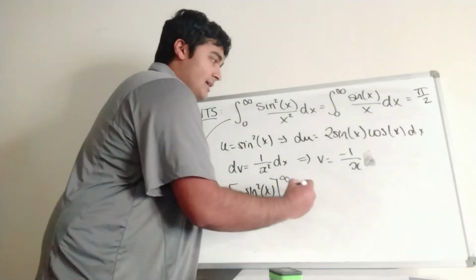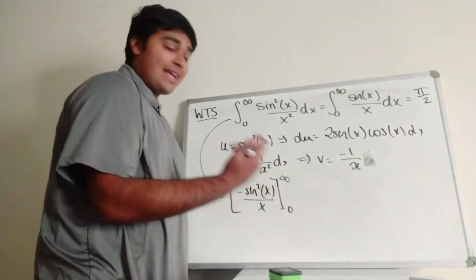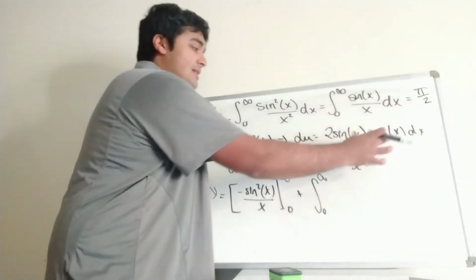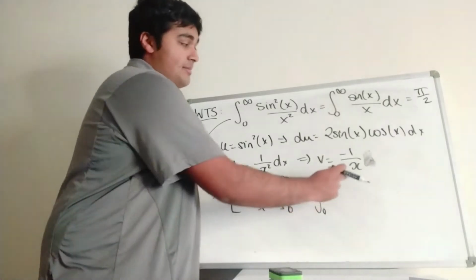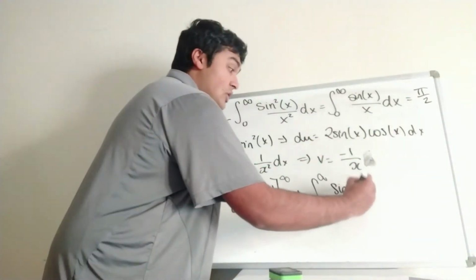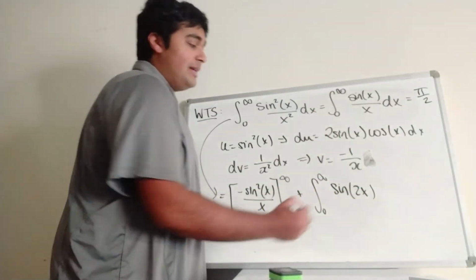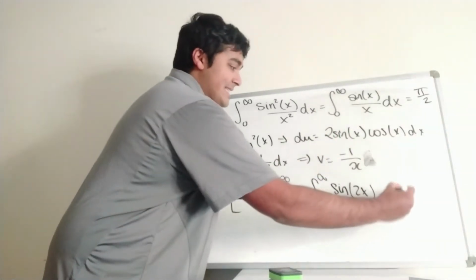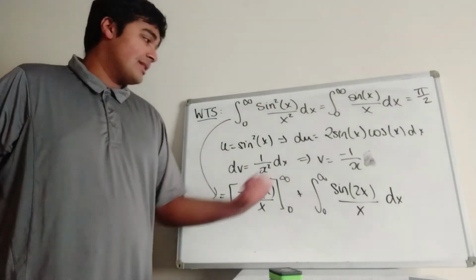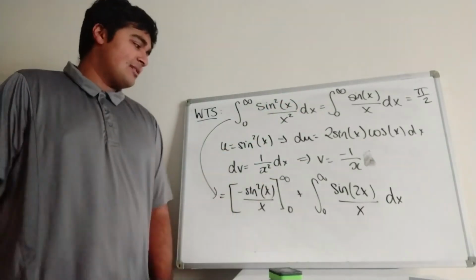So the minus and the minus there will cancel, so we just have plus the integral from 0 to infinity of 2 sine x cos x, which we know is just sine of 2x by our double angle formula, divided by x dx. So this integral, by integration by parts, is equal to this. Well, let's deal with the square brackets first.